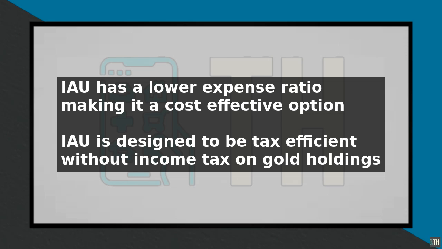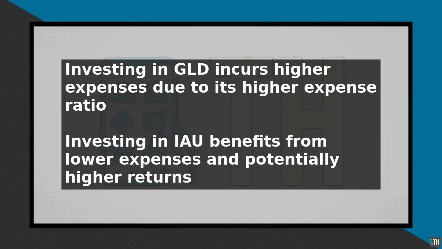On the other hand, we have IAU, also known as the iShares Gold Trust ETF. IAU is another popular gold ETF that tracks the price of gold, but with a few key differences. IAU has a lower expense ratio compared to GLD, making it a more cost-effective option for investors. Additionally, IAU is designed to be more tax efficient, as it does not have to pay income tax on its gold holdings. Now, let's consider some practical examples to illustrate the differences between GLD and IAU.